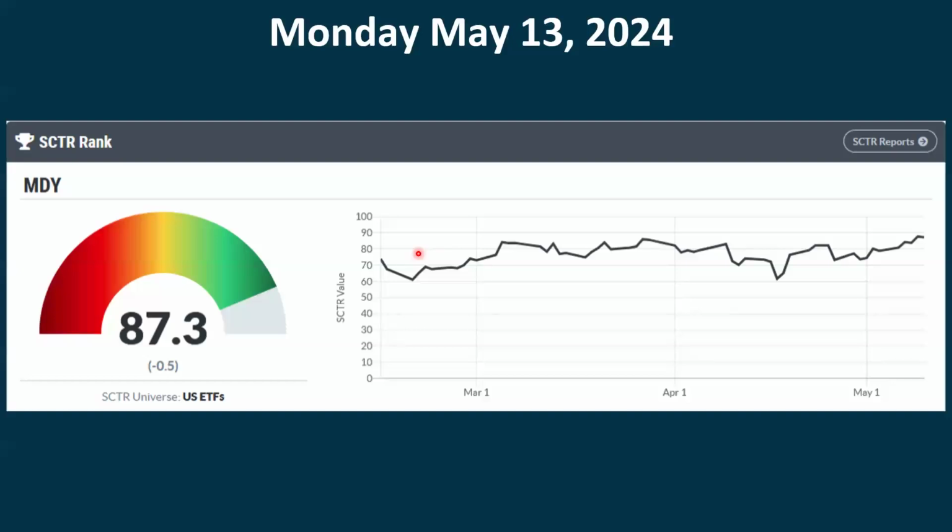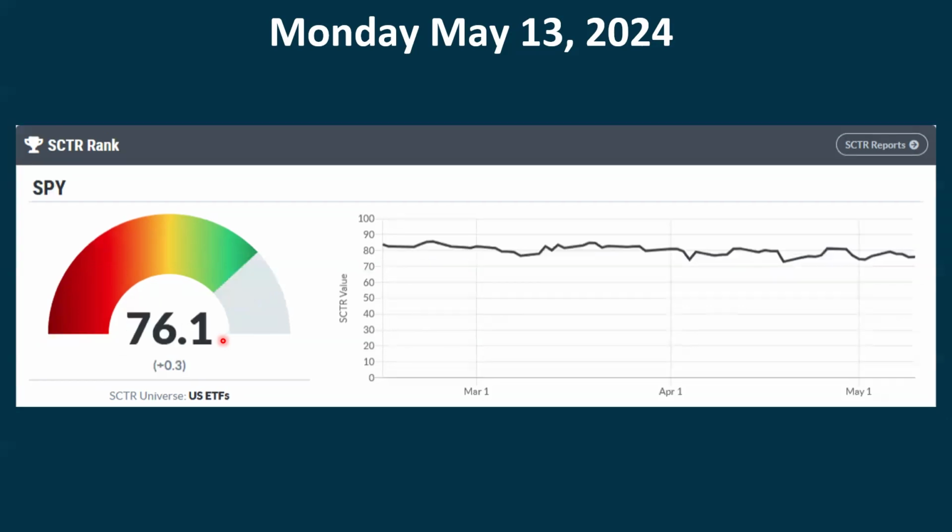Coming in first place are the mid caps. And since the end of January, this index has actually been holding up a little bit better. Now, it doesn't really look positive until it gets into the 90s. But right now we're getting a score of 87.3, and that's our top index for right now. In second place is the SPY, which is the S&P 500. It's doing okay. It's at 76.1, and it's been holding up a little bit better.